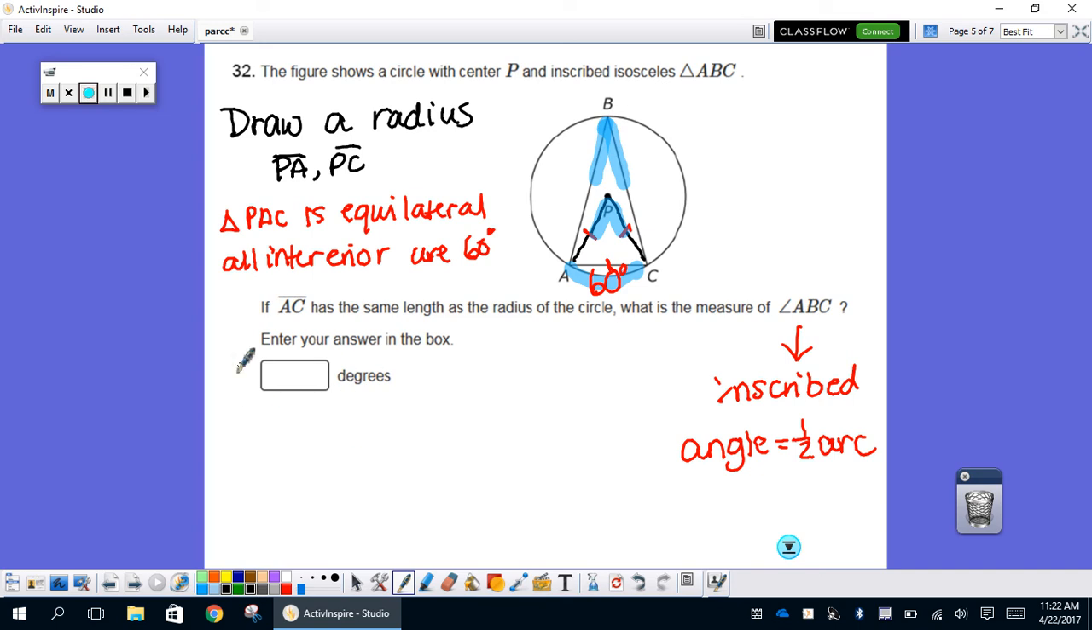That will be 1 point if you can get half of 60. You'll also get a point for recognizing that angle ABC is inscribed, and you'll get a point for diagramming your picture. Okay?